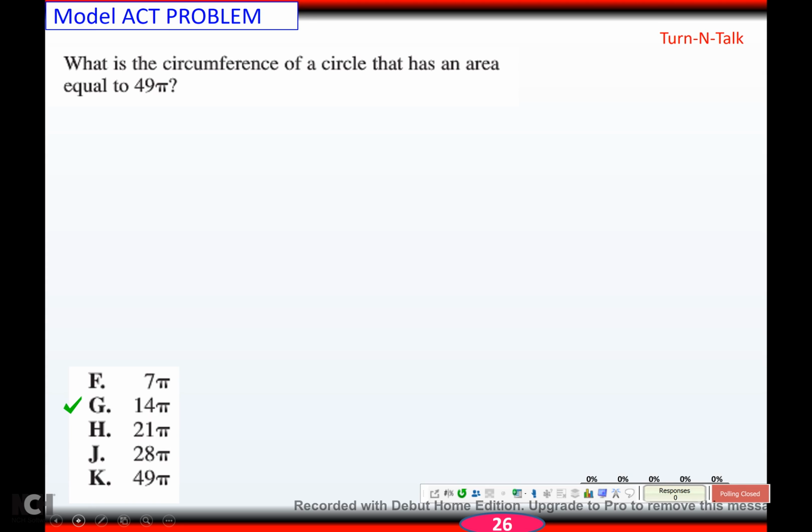And hopefully you got G. It says, what is the circumference of a circle that has an area equal to 49 pi? So we're talking about both things. Area is pi r squared and circumference is 2 pi r. It tells me my area. My area is 49 pi.